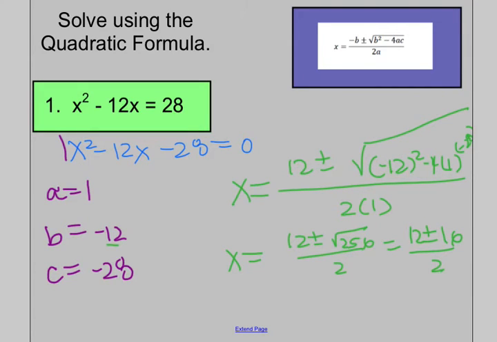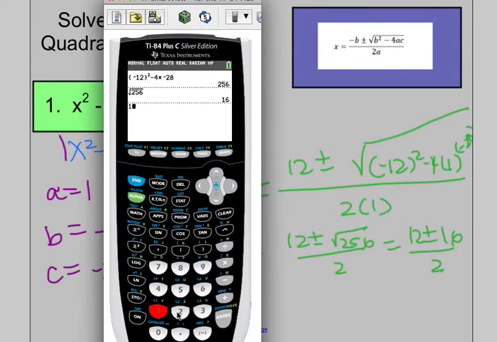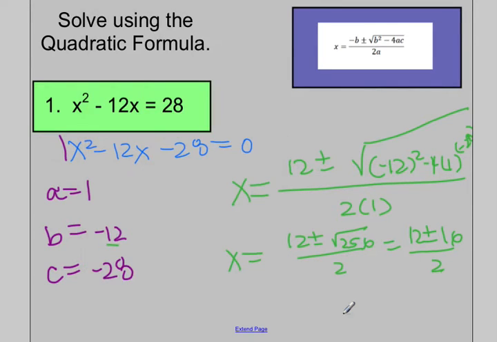So let's type that in. I would have 12 plus 16, hit enter, divided by 2. So that means my first answer is 14. My other one is 12 minus 16, which we know is negative 4. And then we're going to divide that by 2, which gives me negative 2. So my two answers for this one are x is equal to negative 2 and positive 14.